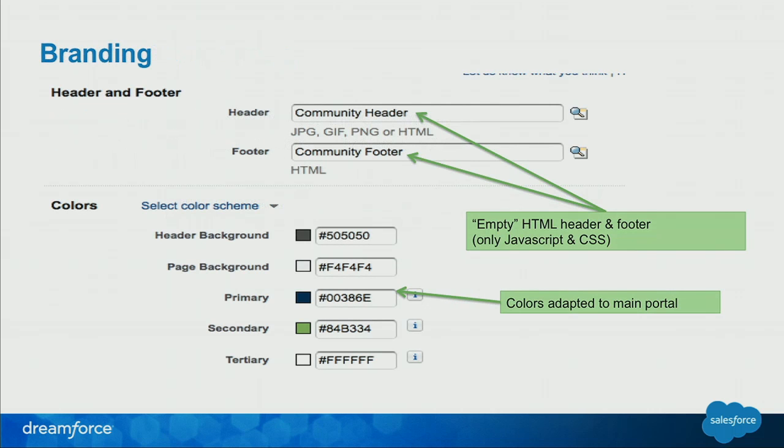The next thing we did was apply the branding. We've hidden the header and footer of the community because we did not want any additional header, since the external portal already has its own header and footer, so we don't need an additional header and footer in the iframe. We did it by applying empty HTML files for the header and footer of the community. And we applied the same color scheme, basically, as the external portal to the community. And then it looks really like it's part of the whole system.